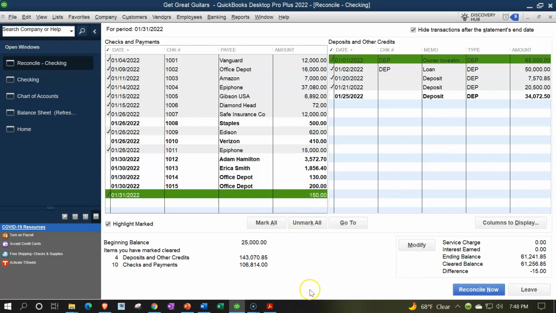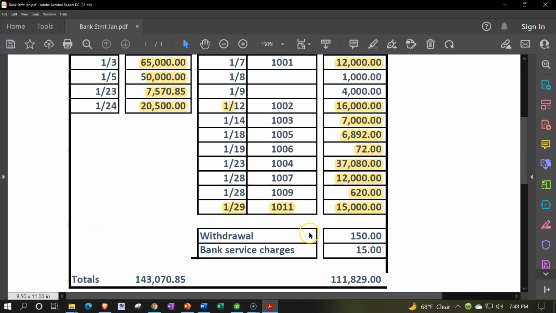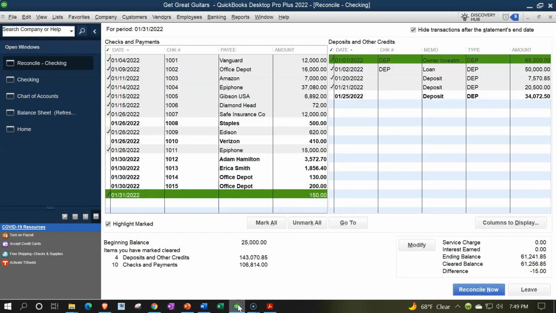We're only off by 15 now. So we'll close. We're going to say 150 here. Let's go and yellowfy that. So now we've got the 15 bank charges. So some kind of bank service charge happening.